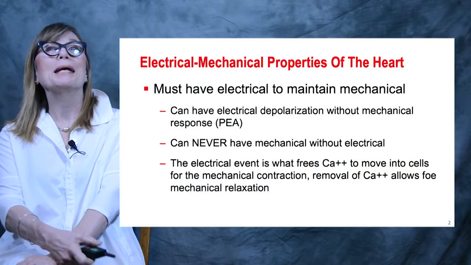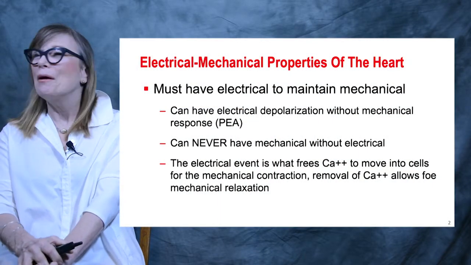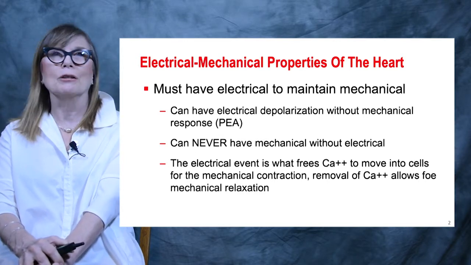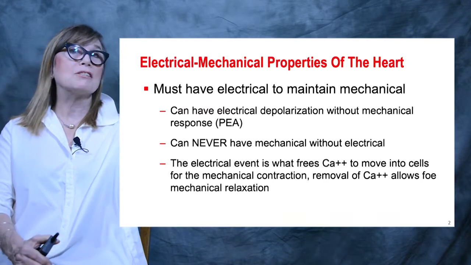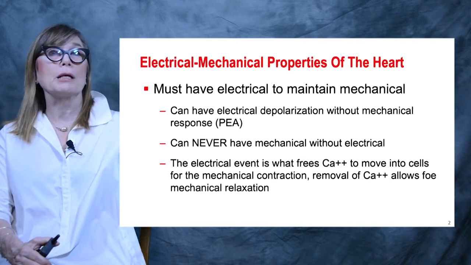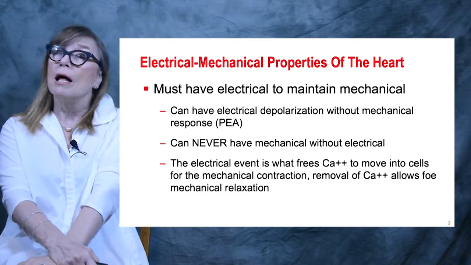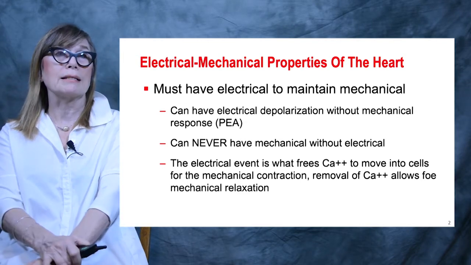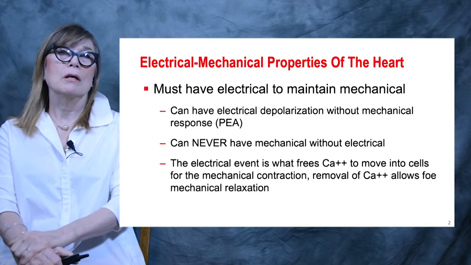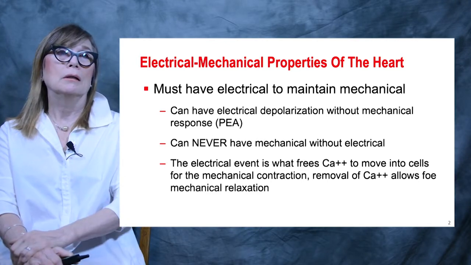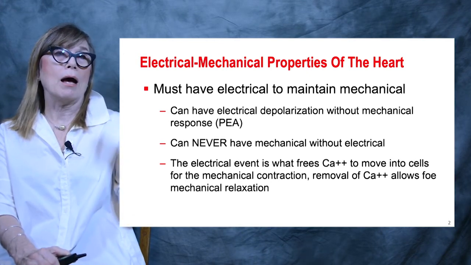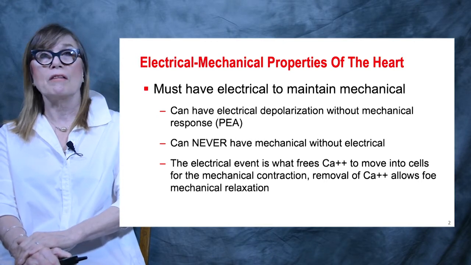To begin, it's always important to remember that you must have electrical events to actually achieve mechanical events. What does that mean? I must have depolarization to have contraction. Now, I can have electrical depolarization without mechanical contraction. That's what PEA is, pulseless electrical activity. But we can never have a mechanical response if we are asystolic, or if our electrical activity is very chaotic and out of control, such as VTAC or VFib.